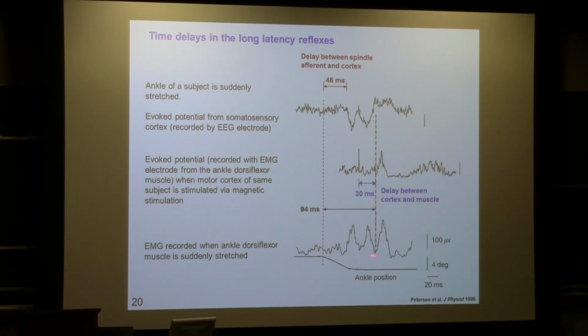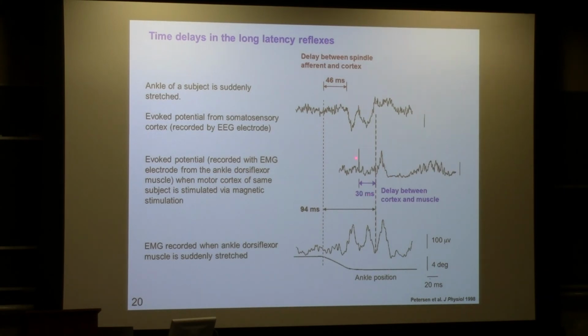Then down here, you have the muscle itself and how it responds to that stretch. So this is the EMG when the ankle is suddenly stretched. So here's when the stretch takes place. This is the time course of the stretch. You see that here's the first response, second response, and then a third response. In this case, there are 3 responses here.